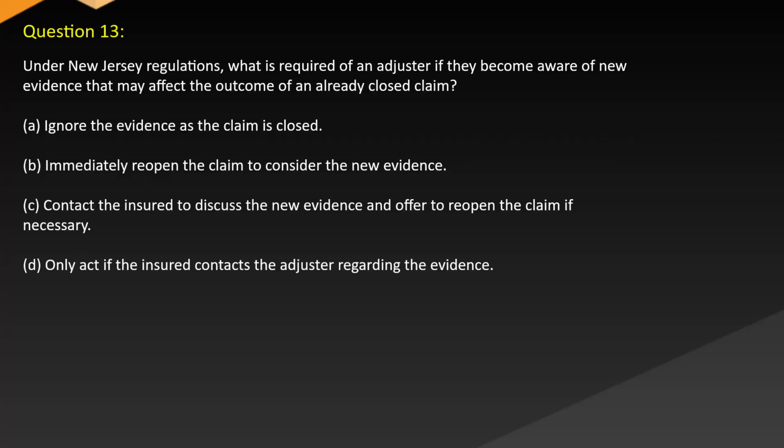Question 13. Under New Jersey regulations, what is required of an adjuster if they become aware of new evidence that may affect the outcome of an already closed claim? A. Ignore the evidence as the claim is closed. B. Immediately reopen the claim to consider the new evidence. C. Contact the insured to discuss the new evidence and offer to reopen the claim if necessary. D. Only act if the insured contacts the adjuster regarding the evidence.